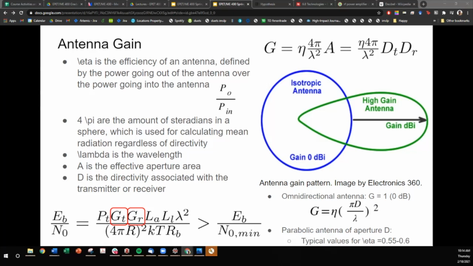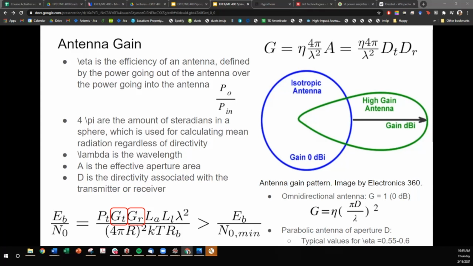Okay, so the gain number can be broken down into variables relating to the antenna itself. There's eta, which is the efficiency of the antenna. It's essentially how much power is going out relative to the amount of power that you fed into the antenna. Fun fact, communication subsystems are very power hungry, and they can get very hot because there is some power loss associated with transmitting through an antenna.